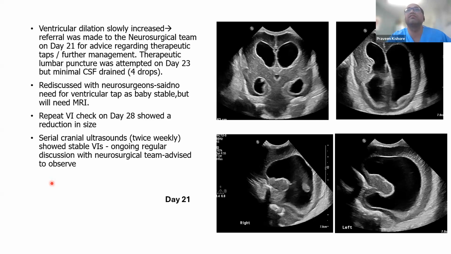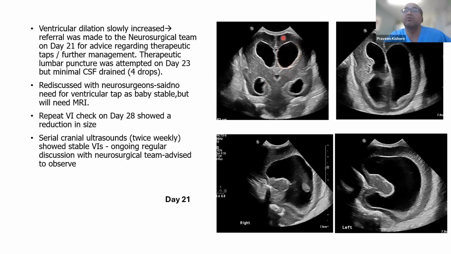So this is the day 21 scan. You can see the measurement that was done here, and it is also very operator dependent. I could give you a VI of 1.53. Someone else can come and measure the same thing in a slightly different plane and make it a bit larger. So there was apparent reduction. But if you look at the ventricles, you can see a bit of rounding here.